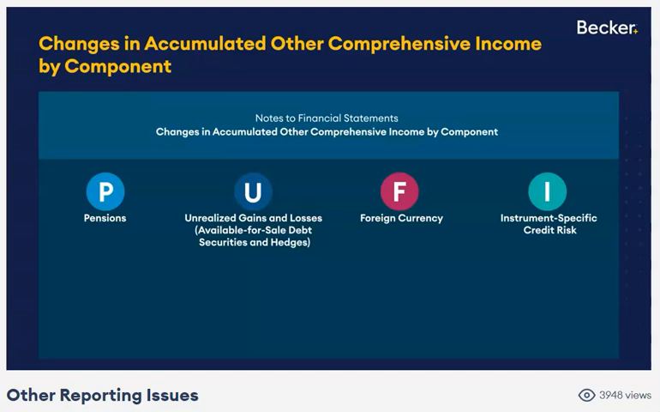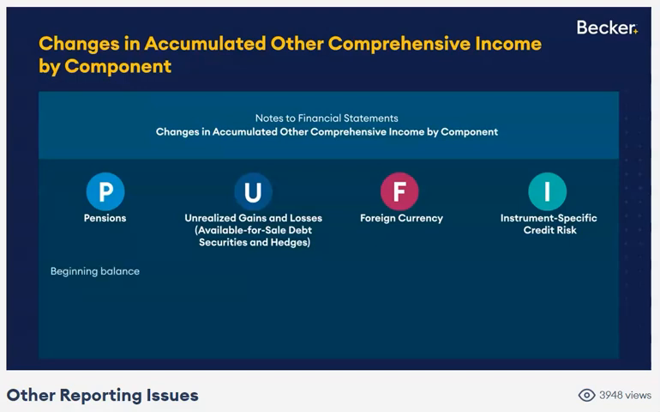This is the changes to the accumulated other comprehensive income. Now, forget the numbers for a second. Just what would be on top horizontally? The P, the U, the F, the I. So any pensions, any unrealized gains and losses, foreign currency, or instrument-specific credit risk, okay? Changing the value of those liabilities. We're marking them to market. So we've got the PUFI on top horizontally. For each of those items, what do we want to show the world vertically?